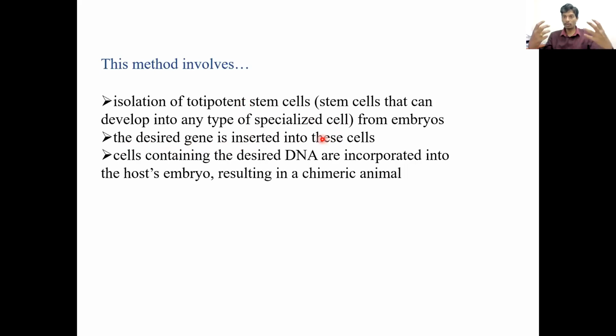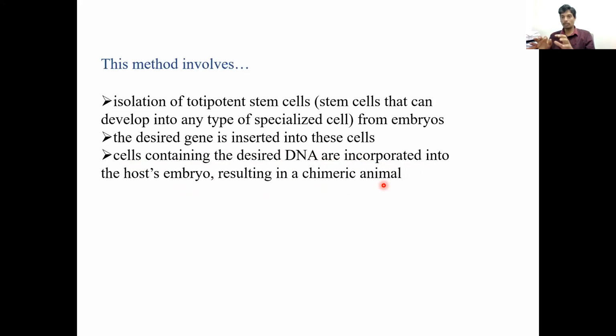So take those cells and put them into the petri plate and culture them. There are some methods by which you can introduce the foreign genes, so that the desired gene can be inserted into the cells. The cells that contain the desired DNA are incorporated into the host embryo, resulting in a chimeric animal. There is a methodology to introduce a foreign gene of your interest into the cells, and a methodology to screen whether it has integrated or not.